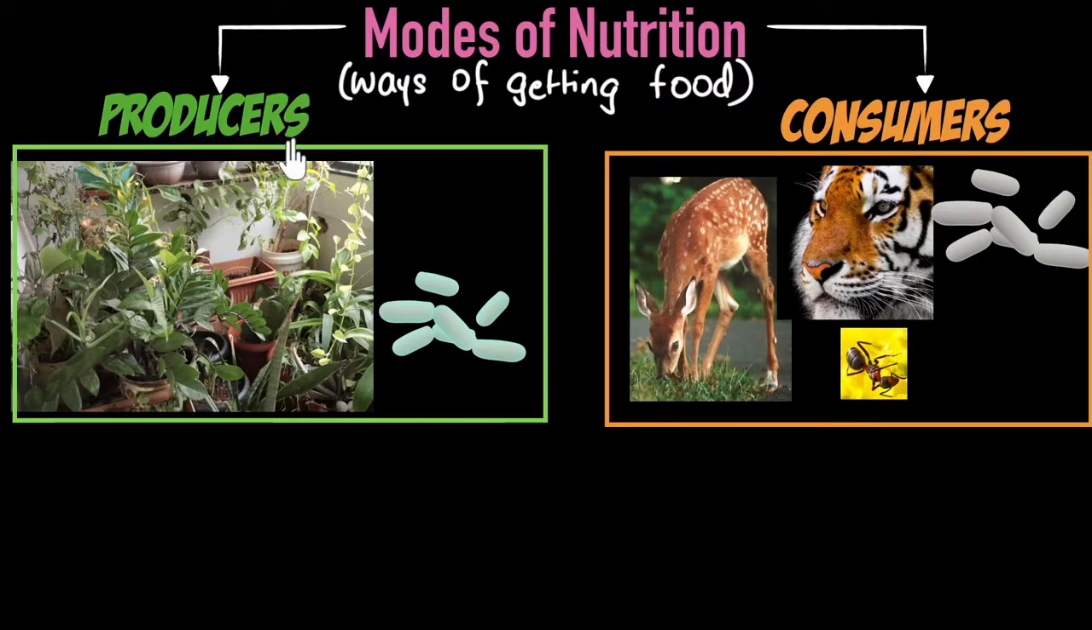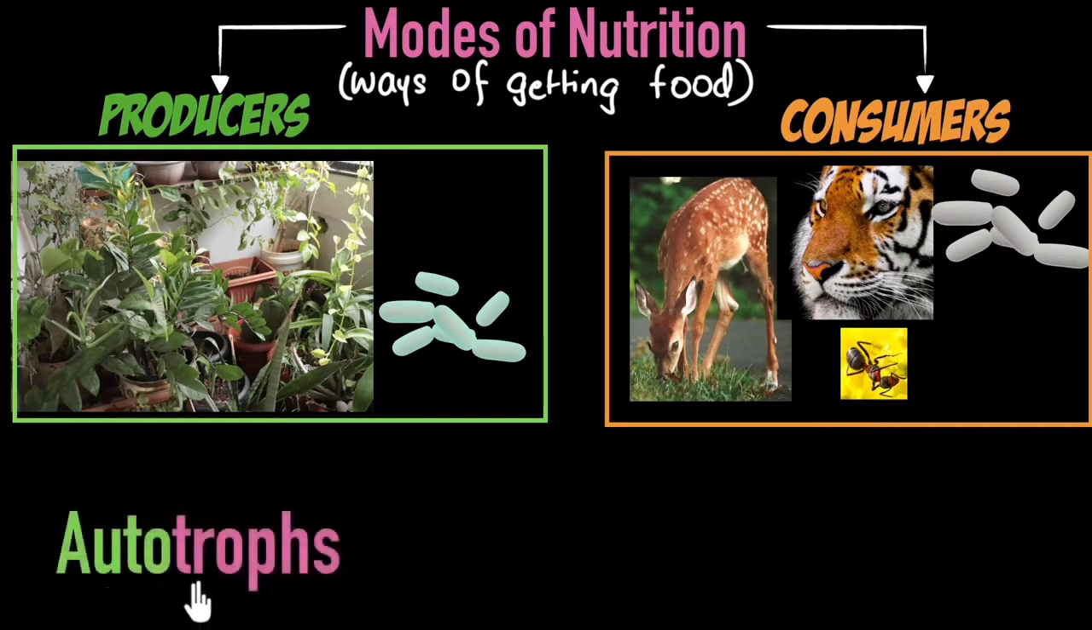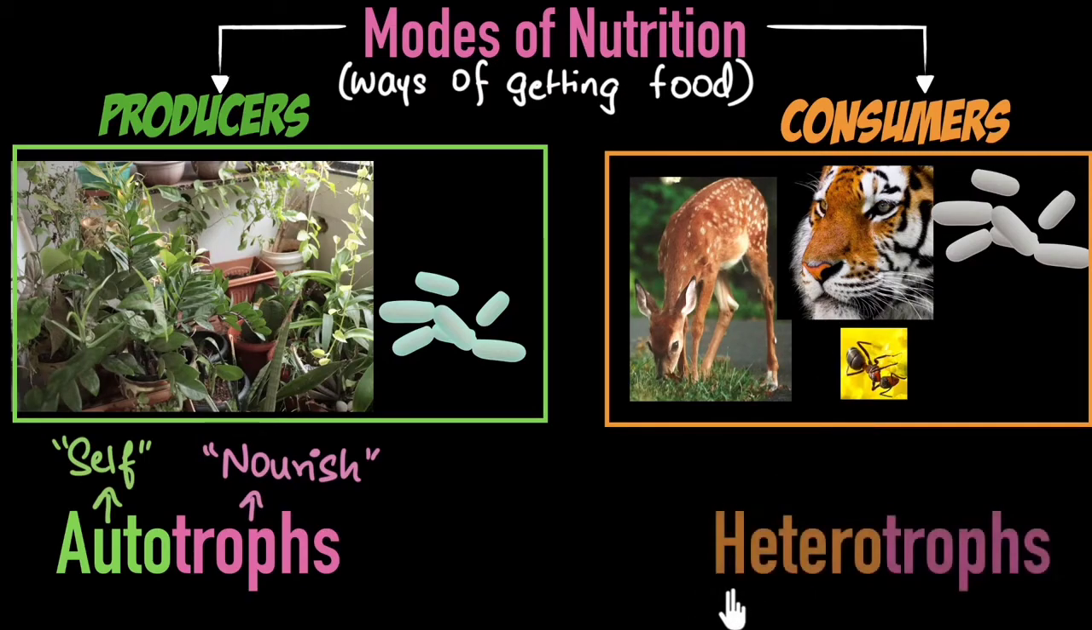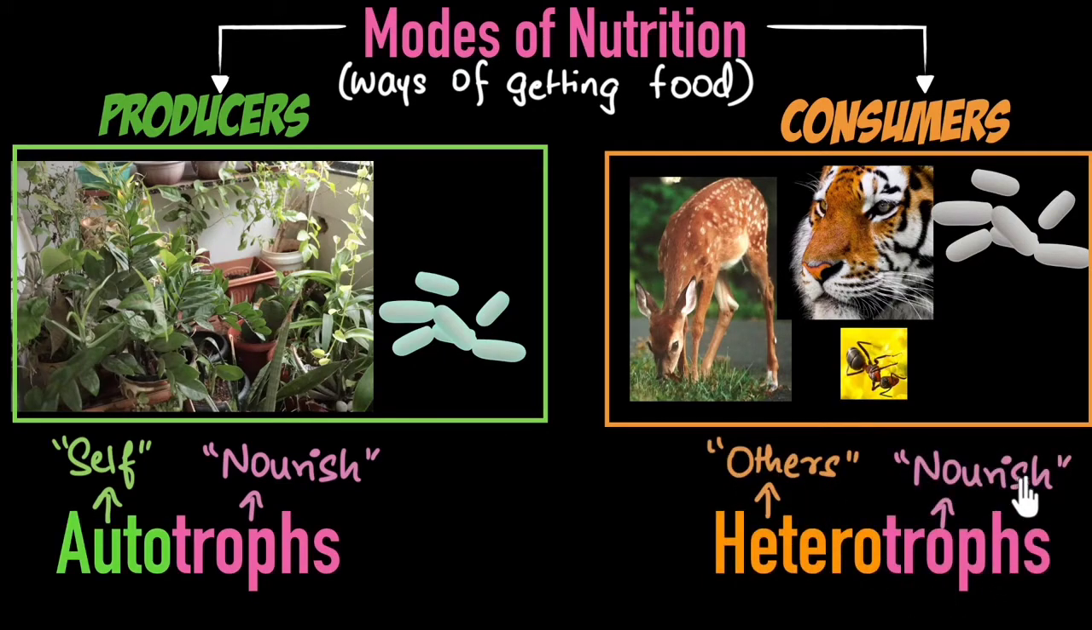So the technical name or the biological name of producers is autotrophs. The word auto means self and trophs means nourish. So this means they can self-nourish, right? They can make their own food. They can feed themselves. On the other hand, consumers, their biological name is heterotrophs. The word hetero means others. Trophs means, again, nourish. So like the name says, they can't self-nourish. They rely on others to nourish themselves. You and I and donkeys are heterotrophs. Insects and most bacteria are heterotrophs.